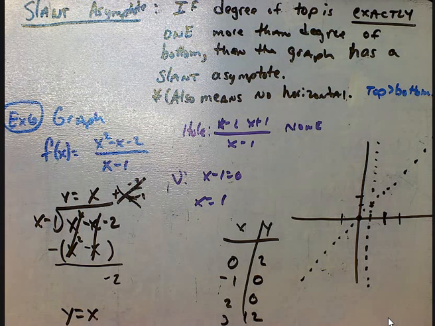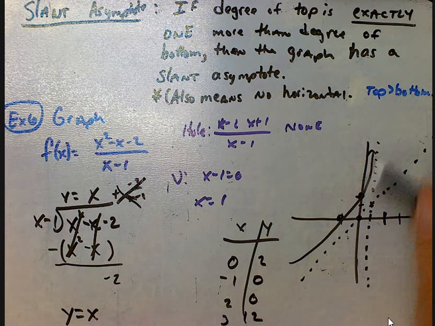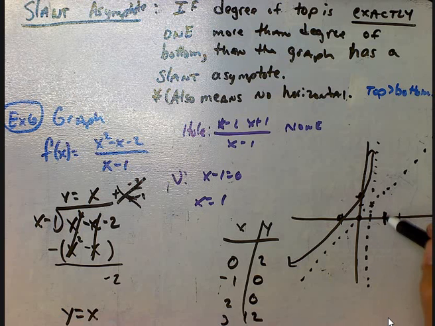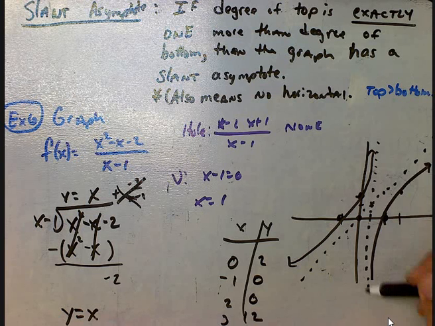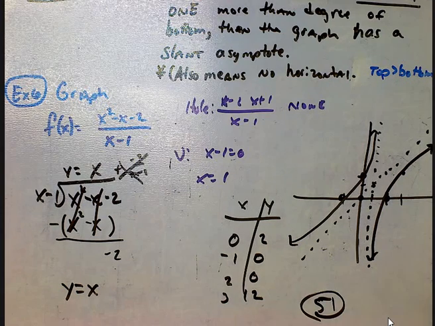Plot the points, 0, 2, negative 1, 0. That means this is going to look something like that. And then 2, 0, and then 3, 2, and this one's going to look like this on that side. Okay? I want you guys to go ahead and try number 51 on your own, and then press pause, and we'll come back and check it.